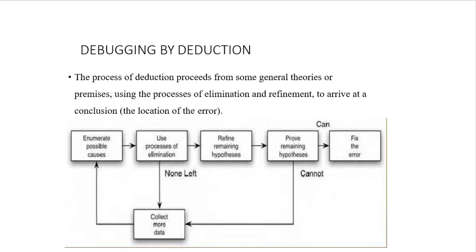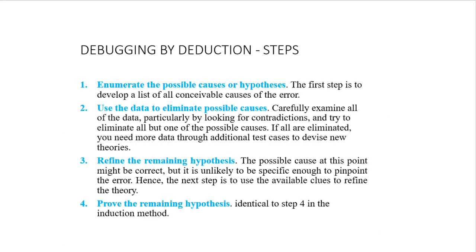Firstly, enumerate all possible causes of errors. Use the data to eliminate, and after that, make an assumption. If the assumption is successfully proved, then fix the errors. Otherwise, repeat the process. Collect the next data, then make an assumption, then prove that assumption, finally fix the errors.